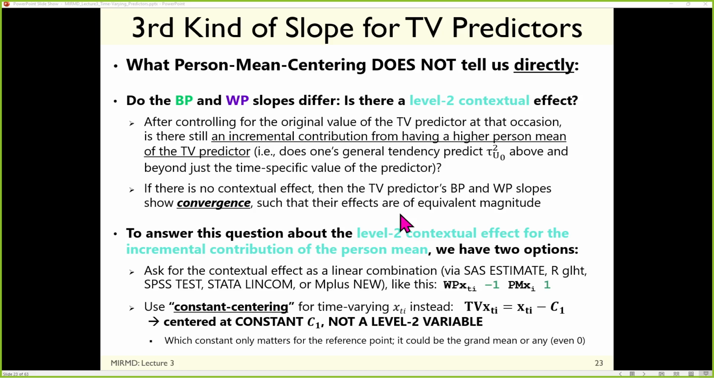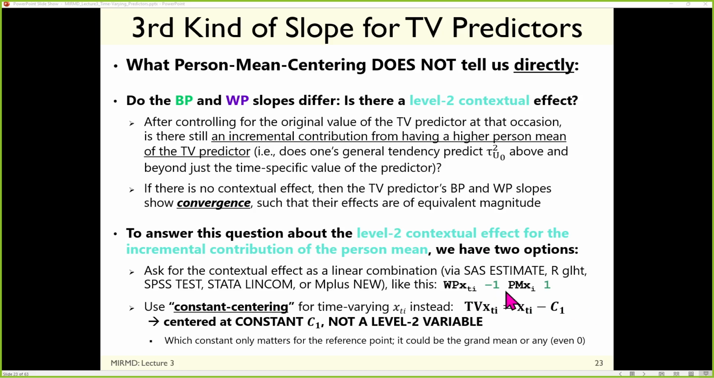One is just as a linear combination. So here's the full list of programs that I know of and ways to get linear combinations of fixed effects: SAS ESTIMATE, GLHT as a function in R, and all these other ways. Every program has a way to make it do math on your coefficients. And those of you who've been through my classes get real good at this real quick. Am I right? They're like, yeah, I hate that part, Lisa. I know you do, but it's good for you. It's just like eating your vegetables or something.